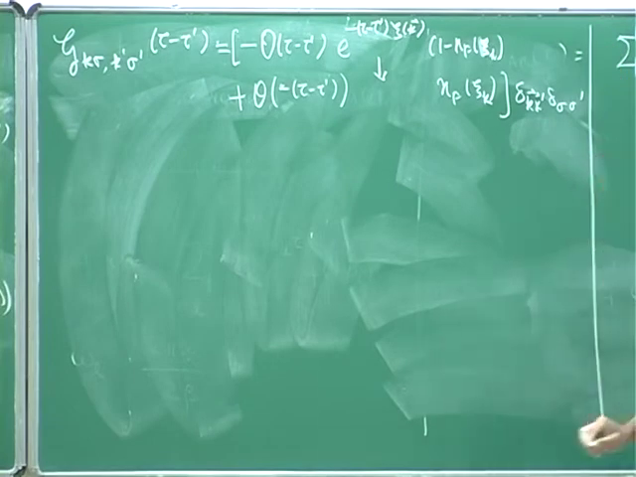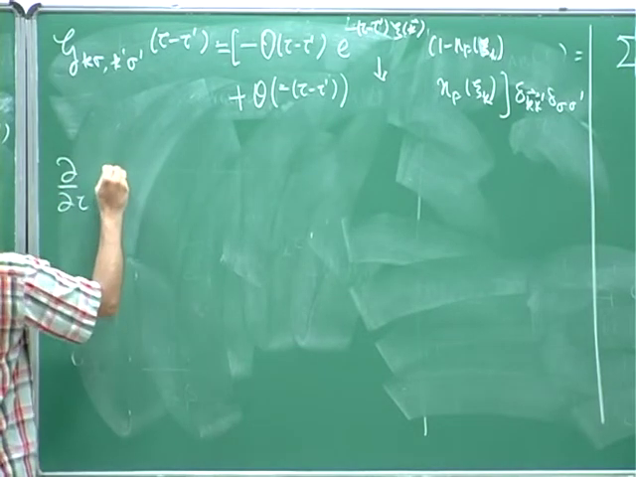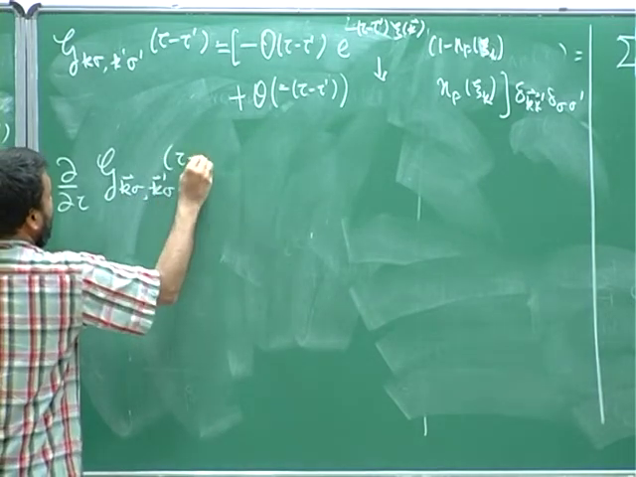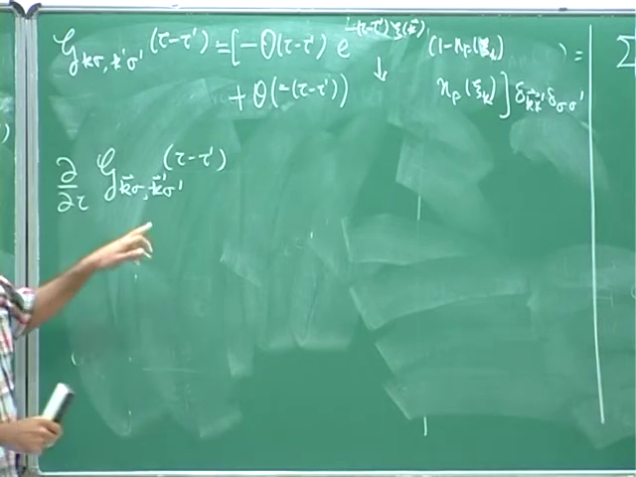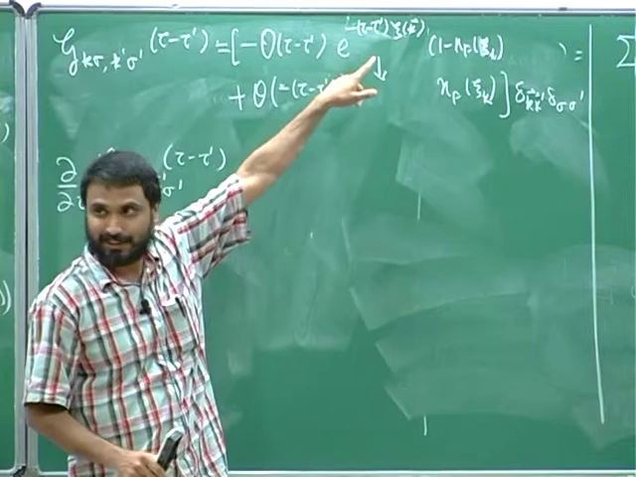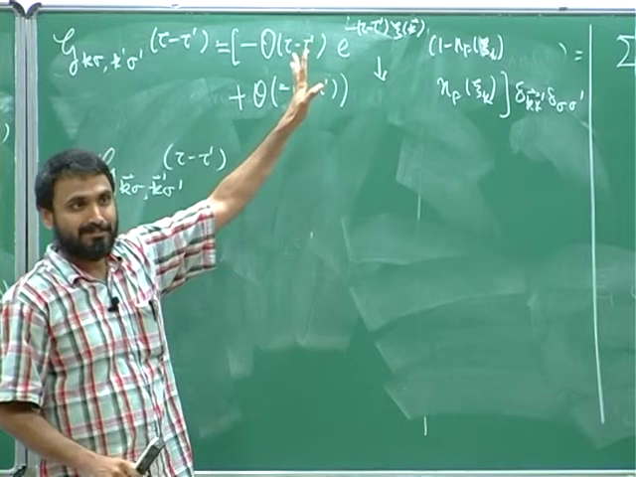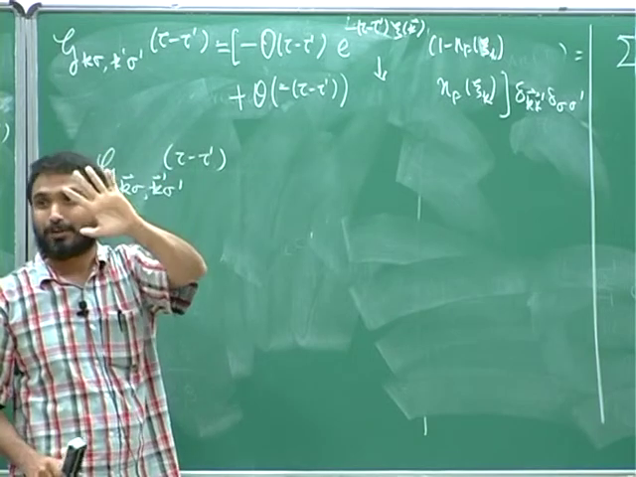Now what I would like to do is look at what is d by d tau of this quantity. Can you tell me what that is? Actually, there will be two terms, right? This is a product of a theta function multiplied by some function. As long as you are not at the point where tau is equal to tau prime, you don't need to worry about the theta function. You need to worry about the theta function only when tau is equal to tau prime.